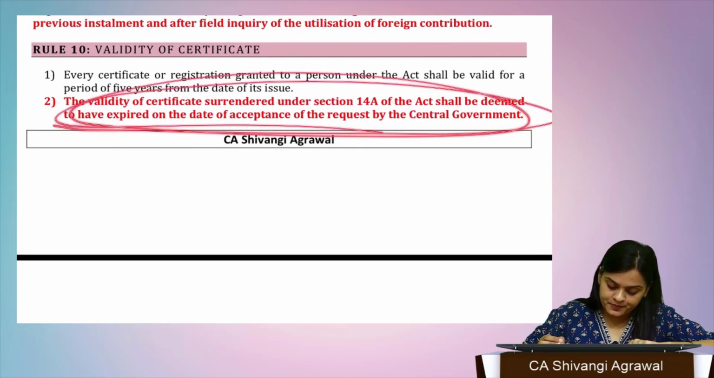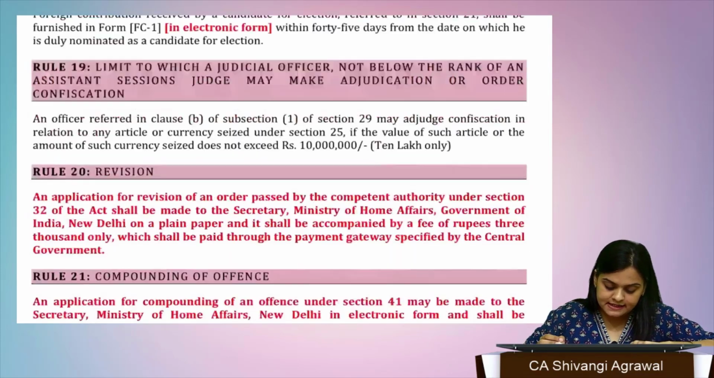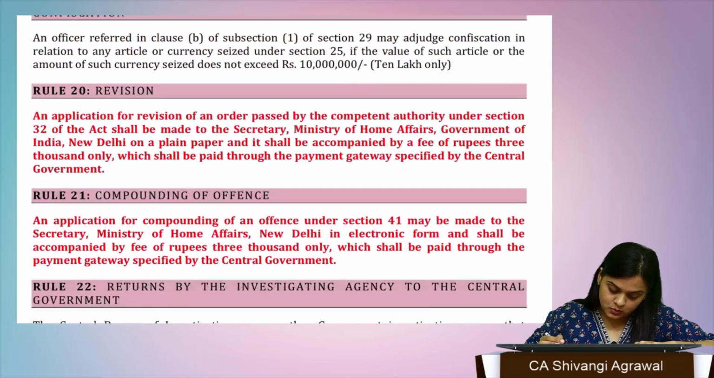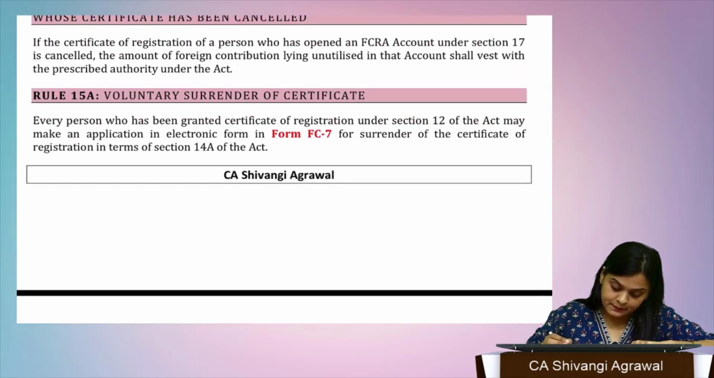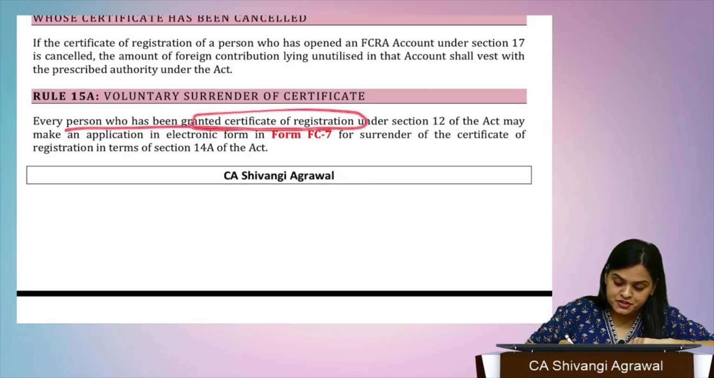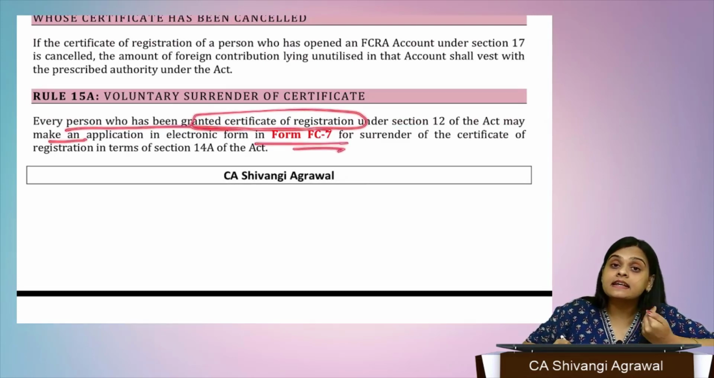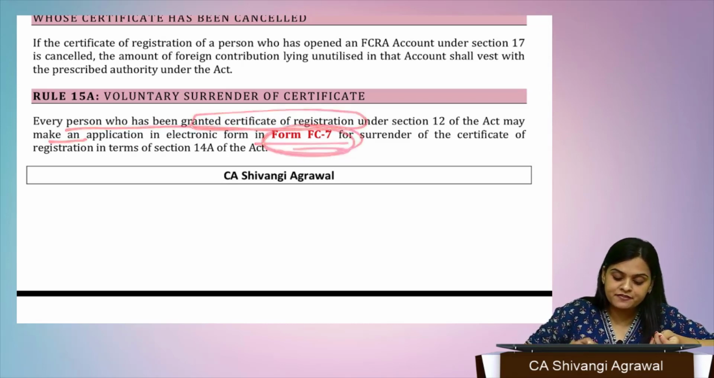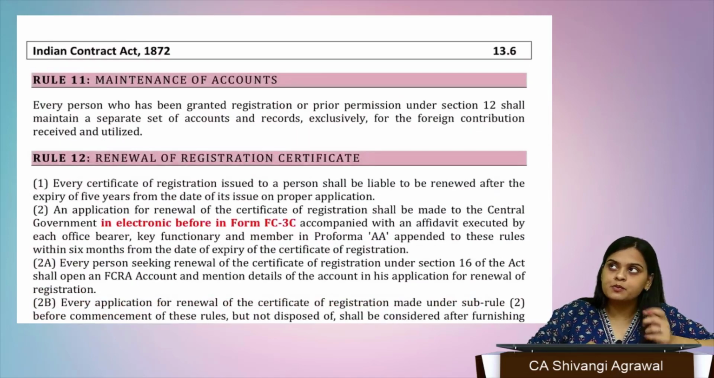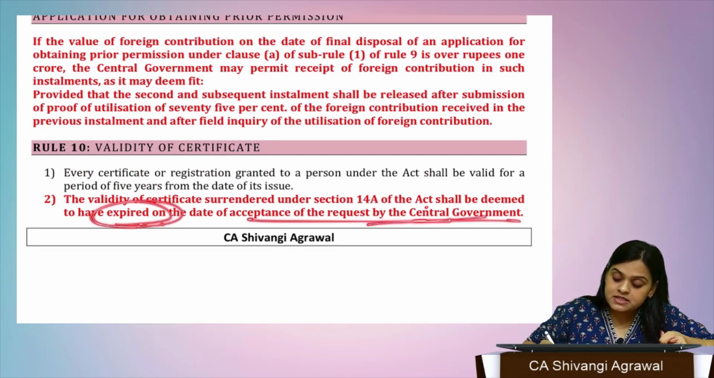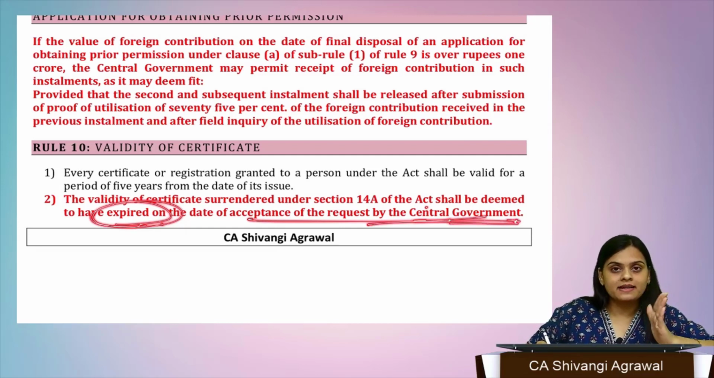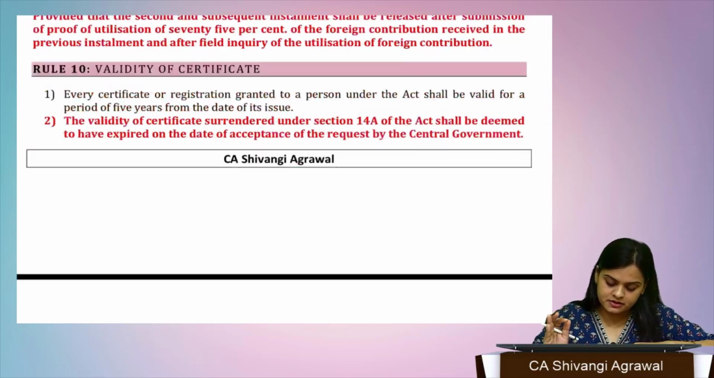See, there is one rule of surrender, Rule 15. Any person who has got a certificate of registration may voluntarily surrender the same by furnishing an application in FC7. Now, if you voluntarily surrender it, supposedly you got that certificate of registration for a tenure of 5 years and after 3 years you voluntarily surrender it, then the validity of the certificate shall expire when your surrender request is accepted by the central government. That is the expiry of your certificate, the end of your certificate validity.